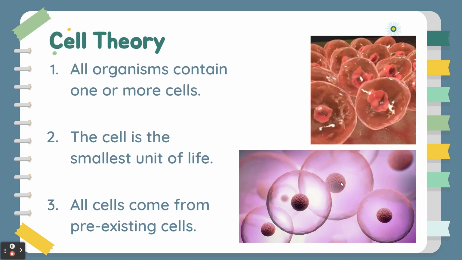All right, next, let's delve into the cell theory. It was developed over time through the work of multiple scientists, and it's composed of 3 key principles. The first one is that all organisms contain one or more cells. You'll hear this referred to as all living things are made up of cells. This acknowledges that every living organism, from the tiniest microorganism to the largest multicellular organism, is made up of cells. Number 2, the cell is the smallest unit of life. You might also hear this, the cell is the most basic unit of life.